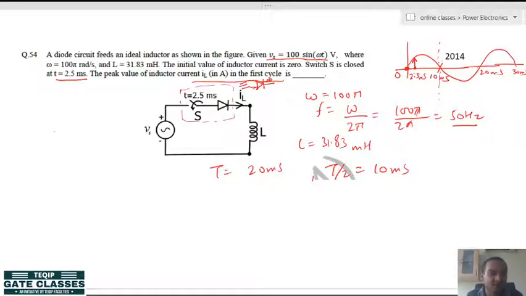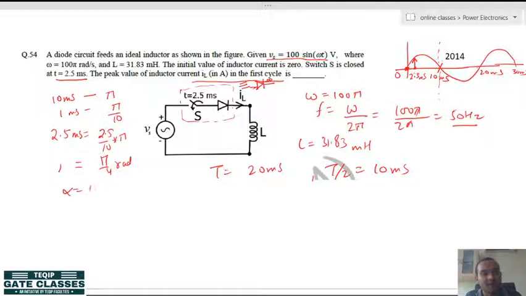It is very simple, just find out what the alpha should be. You know that by the unitary method, 10 millisecond gives you pi radians. So, 1 millisecond will give you pi by 10 radians, which means 2.5 millisecond will give you 2.5 upon 10 into pi radians. It means 2.5 millisecond corresponds to pi by 4 radians, so alpha should be equal to pi by 4 or 45 degrees.